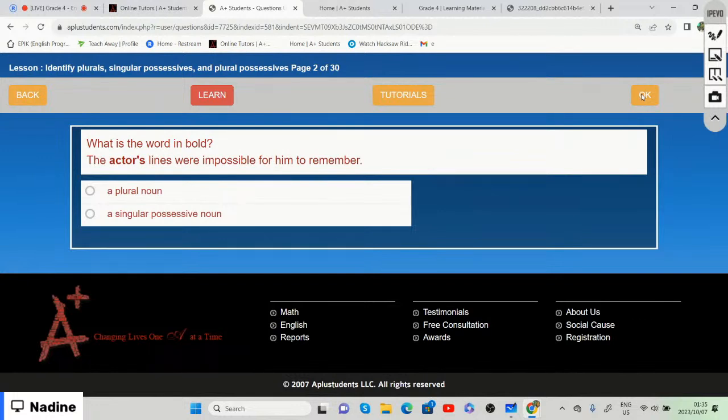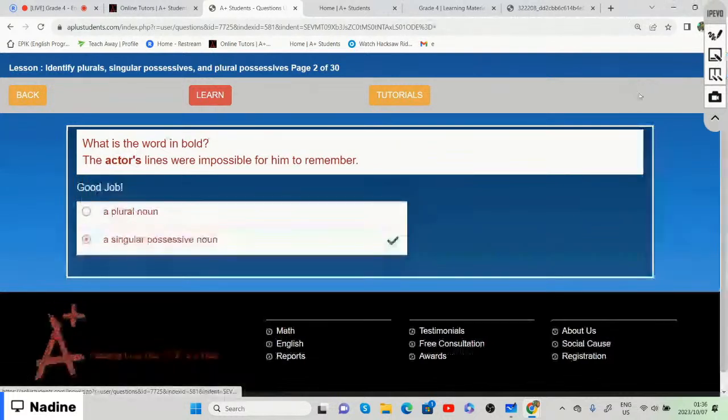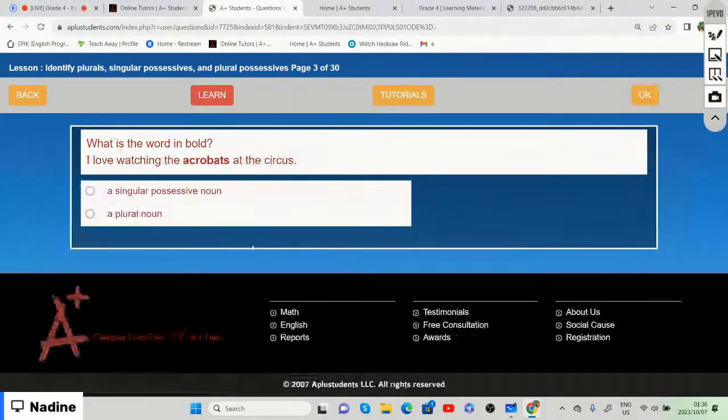The actress's lines were impossible for him to remember. All right, so we are choosing option 2 because it is the actress, which refers to a singular noun, and the apostrophe and the S over there show a singular possessive noun. So the actress's lines were impossible for him to remember. Well done. Two is correct.